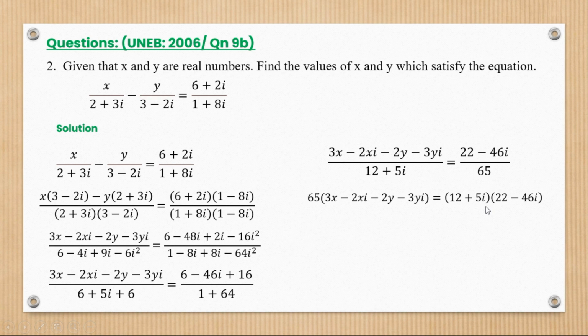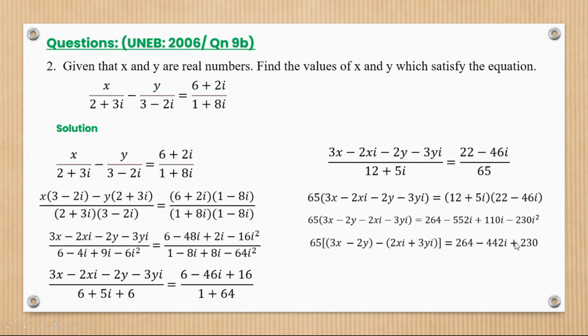So on the right hand side, these are two complex numbers multiplying each other. So let's multiply them. When we do that, we end up having that. We can actually see that i squared is equal to negative 1. So when we simplify this, negative 552i plus 110i is going to be equal to negative 442i. Of course, here i squared is equal to negative 1, and negative 1 times a negative is a positive. So we end up being left with 230.